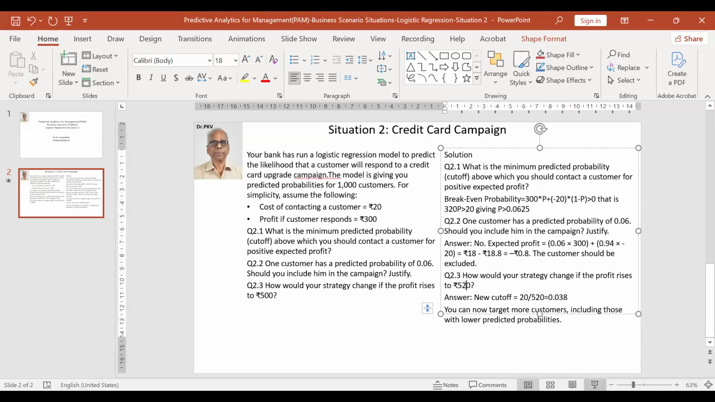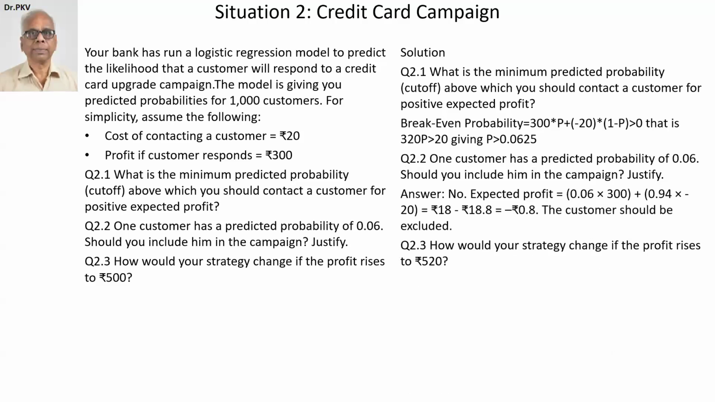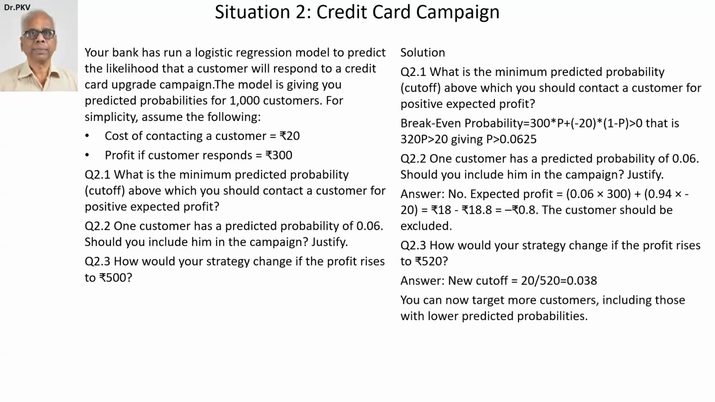Read the third question. How would your strategy change if the profit rises to 520? Answer, new cutoff point is 20 divided by 520, which is 1 upon 26. Upon simplification, it is 0.038. You can now target customers including those with lower predicted probabilities. Thank you very much.